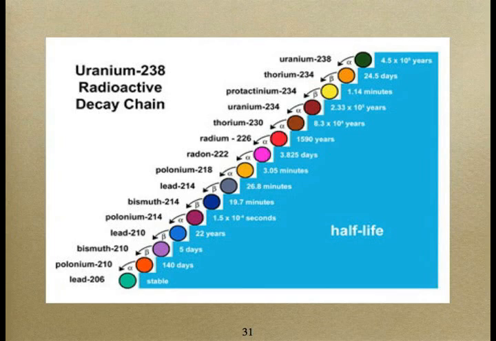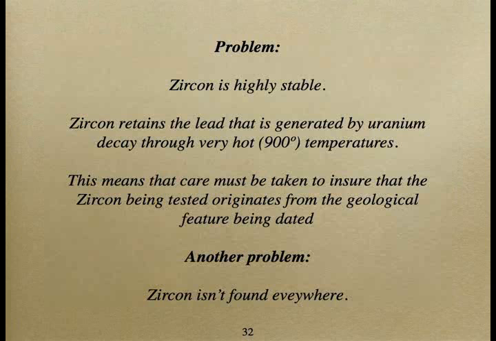This is a series of the different steps that uranium goes through on its way to becoming lead. And so it's called uranium-lead dating. U-series refers to a similar process, but it's a little bit different. We'll talk about that in a second. Uranium-lead dating does have a few problems.